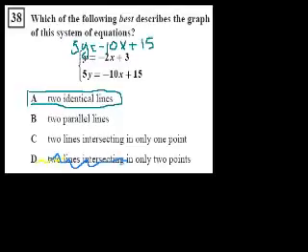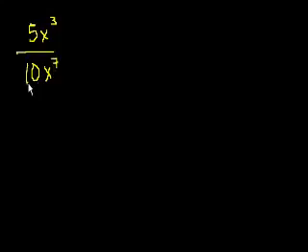Problem 39. And they want us to simplify 5x to the third over 10x to the seventh. The easiest way to think of this, or at least for me, there are a lot of ways you could do it, and we'll do it both ways.